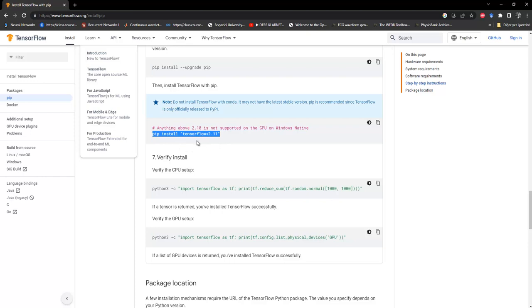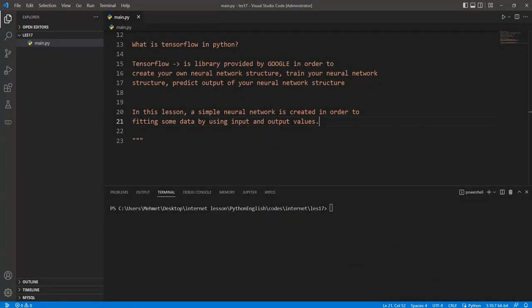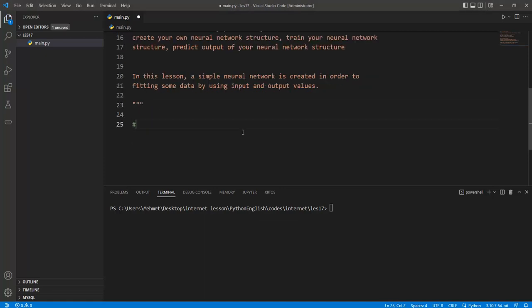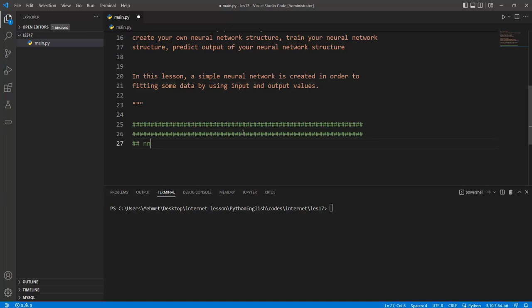Okay? Otherwise, you cannot use the TensorFlow library. Okay? And so we can build our regression example or neural network example in here.